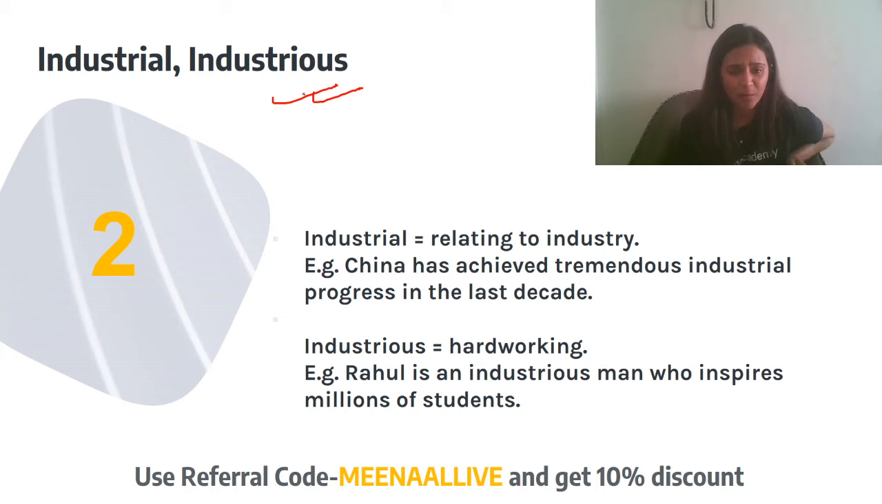Now again, common word, but the meaning is going to switch here. Industrial, when you have RIAL, refers to anything related to the industry department, right? Whatever you want to mention that is related to industry, you use industrial. For example, China has achieved tremendous industrial progress in the last decade, right? So a lot of progress has happened in their industries over the last decade, like the last 10 years. A lot of industrial growth has been seen, industrial progress has been seen.